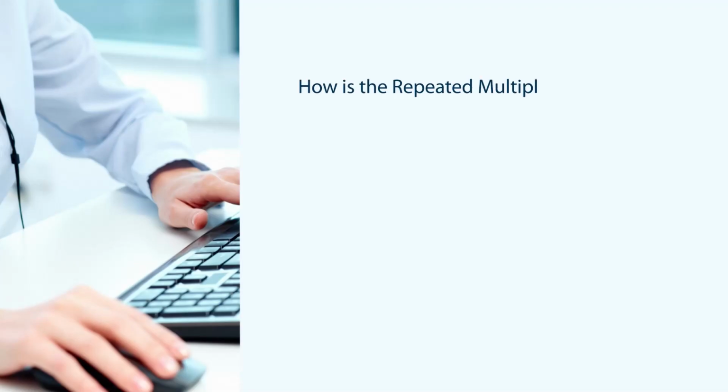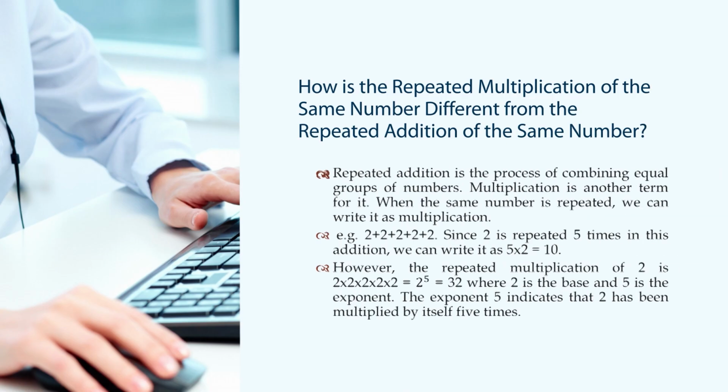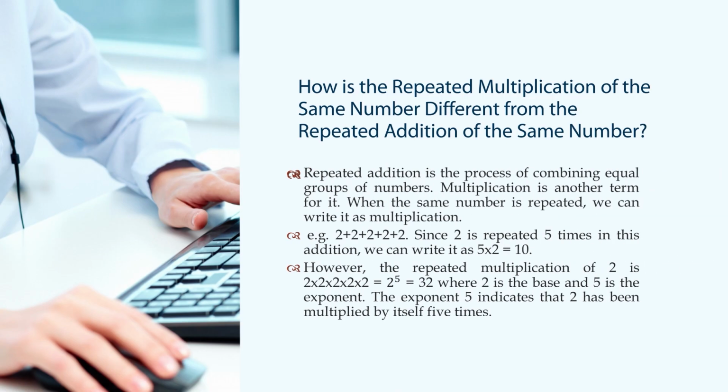One very big confusion students generally have is how repeated multiplication of the same number differs from repeated addition of the same number. This is very basic, but you have to remember it. Repeated addition is the process of combining equal groups of numbers. Multiplication is another term for it.